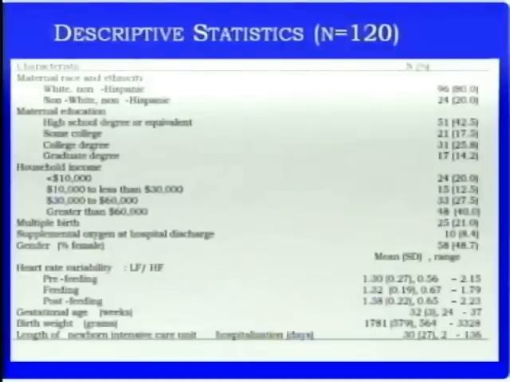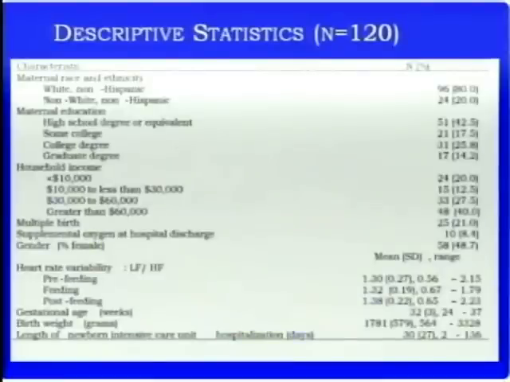And while it doesn't totally match the census data, this is what we had. We collapsed everybody who was not white, non-Hispanic into this sort of minority category, or non-white, non-Hispanic, because, as you can see, it's only 24 moms. We're talking about 24 moms.